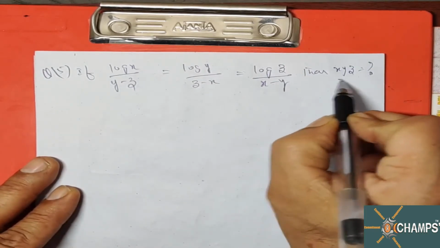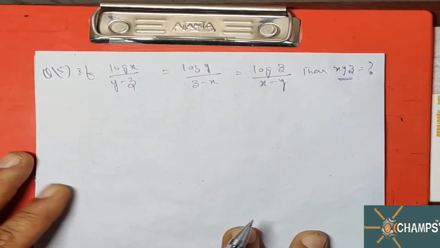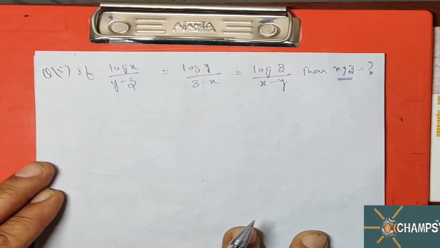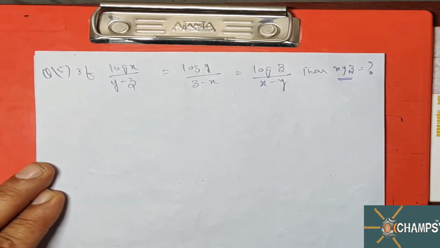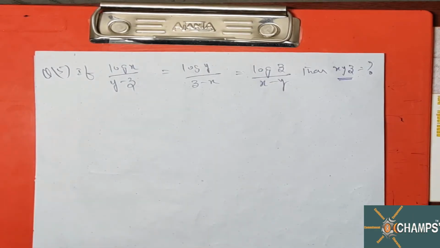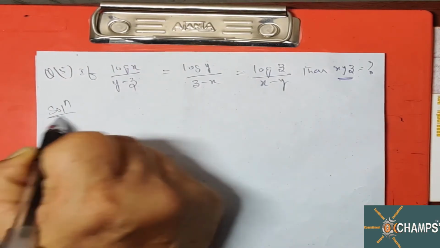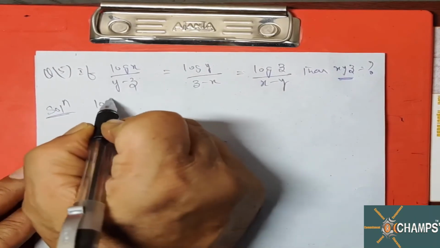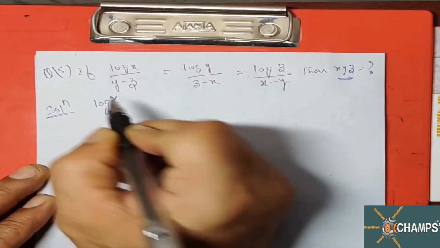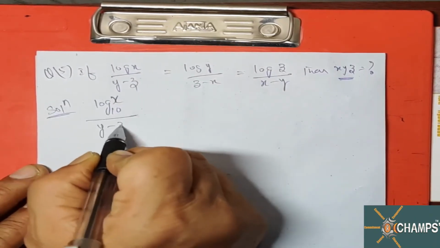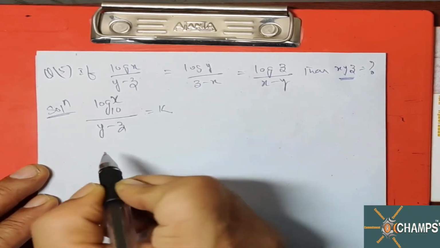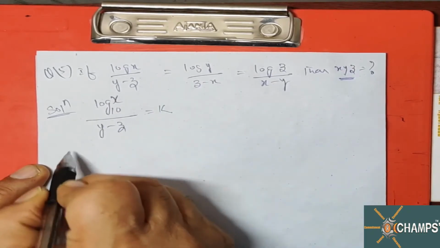Now look at the problem, sir. In the given question, xyz are associated with logs. Whereas in the expression whose value I have to calculate, they are free from logs. It means I have to eliminate log from the picture. Very simple, sir. Look at the solution.